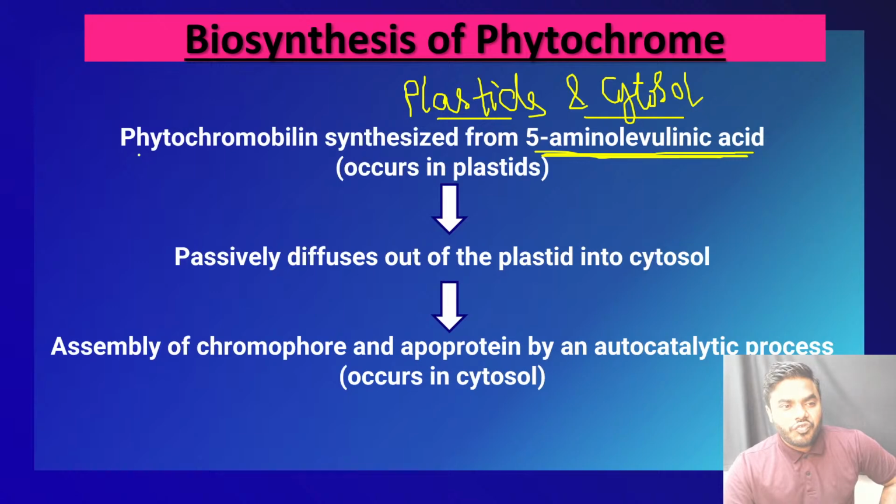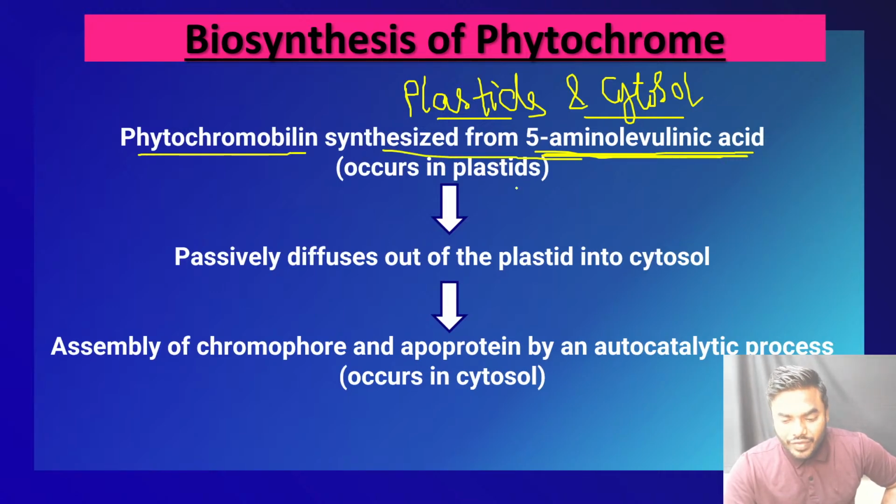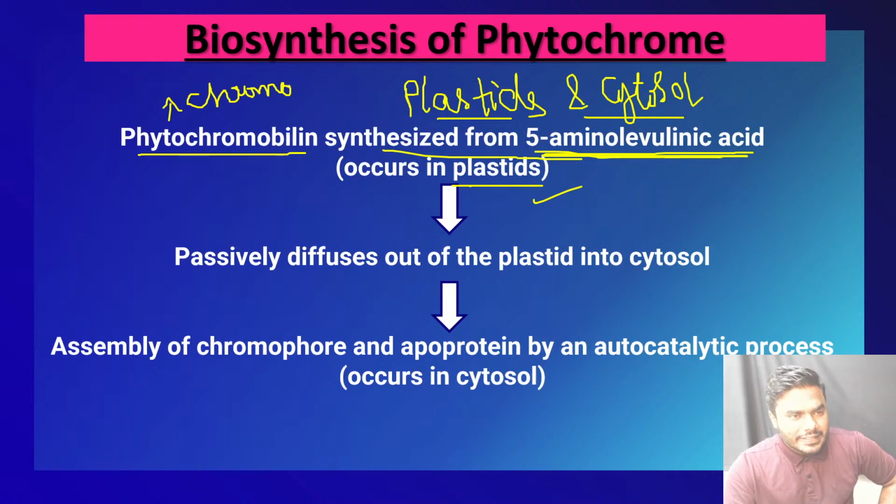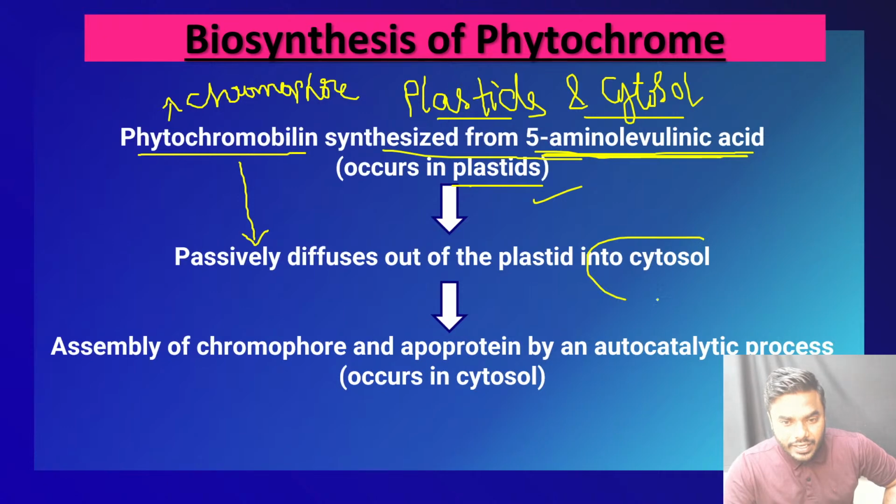5-aminolevulinic acid. Phytochromobilin is synthesized from 5-aminolevulinic acid. Where does it occur, friends? Of course, it occurs in the plastids. What is phytochromobilin? I told you, it is the one acting like a chromophore. So friends, the chromophore got synthesized, no doubt about it. Now, the chromophore that got synthesized, moving from where to where? That chromophore, phytochromobilin, from the plastids entered into the cytosol.